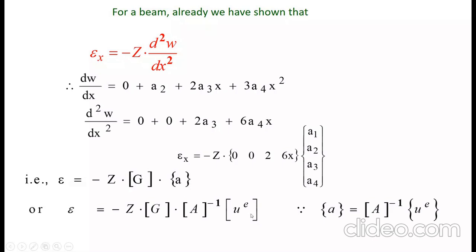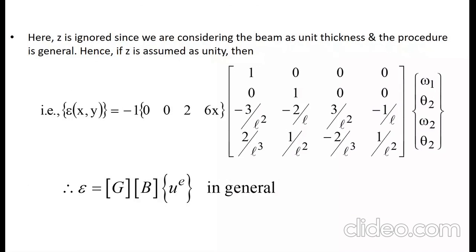Already we saw this in the previous slides. So the strain will be considered as minus z G A inverse of u. Here z is ignored since we are considering the beam as unit thickness. So if we consider unit thickness, we are neglecting the z value. Hence, if z is assumed to be unit, then the value will be replaced as z equal to 1.